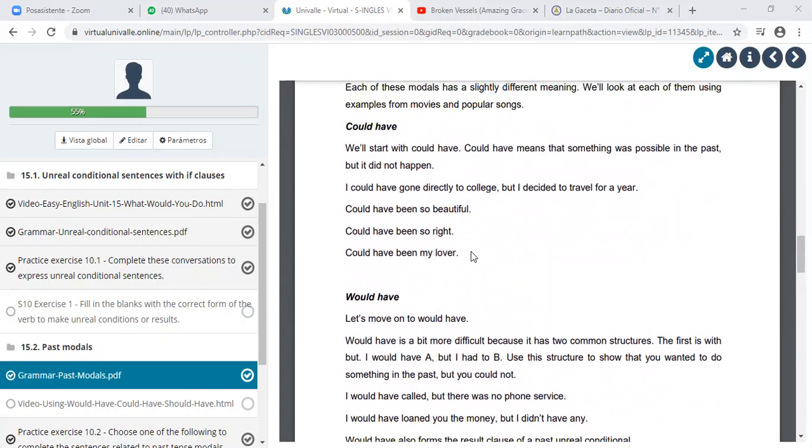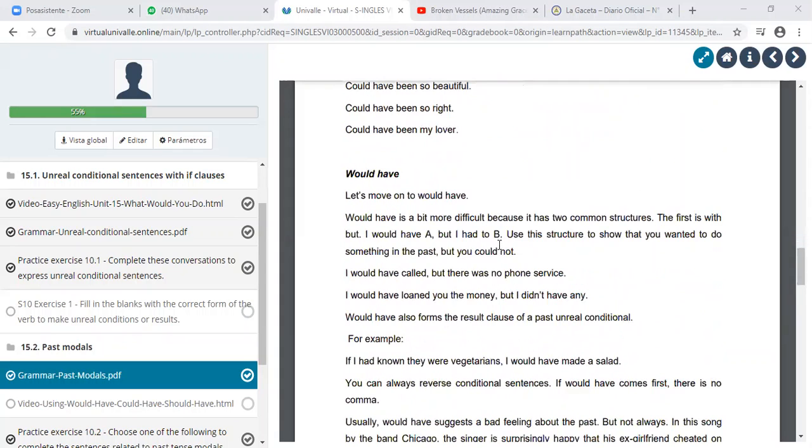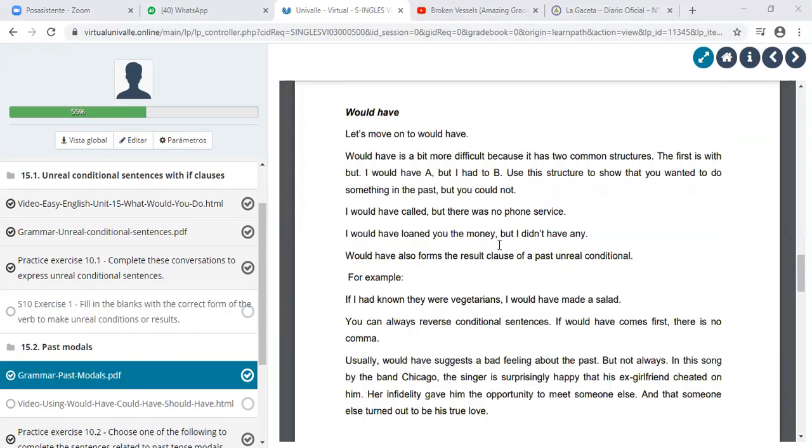Okay. Utilizamos el could have cuando queremos referirnos a algo que fue posible en el pasado pero que realmente nunca pasó, ¿ok? Yo pude haber ido directamente a la universidad, pero decidí viajar por un año, ¿ok? So it didn't happen, the action. The action didn't happen.